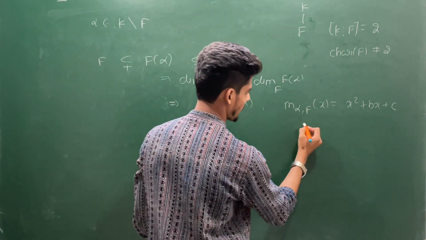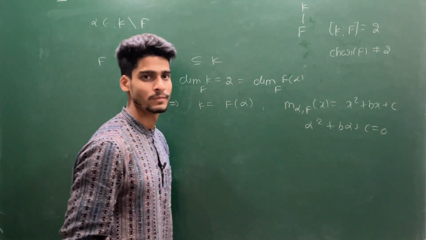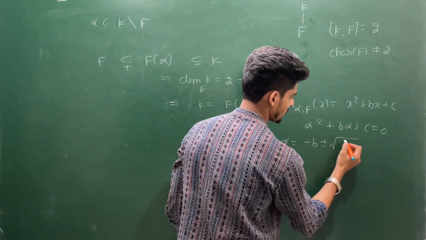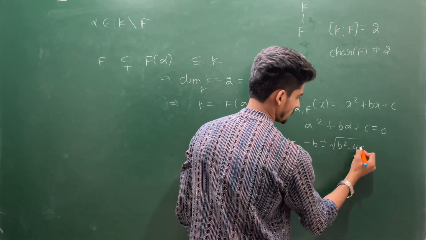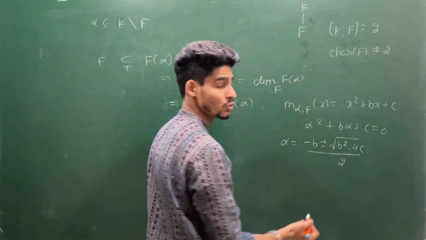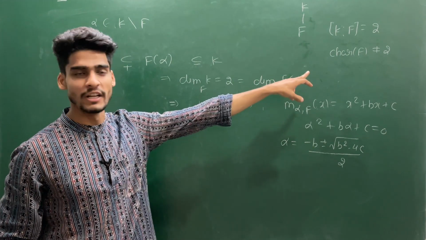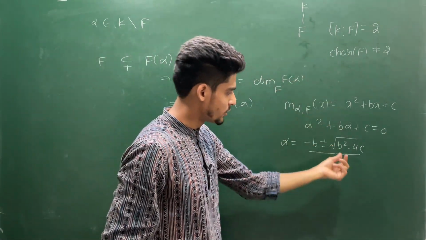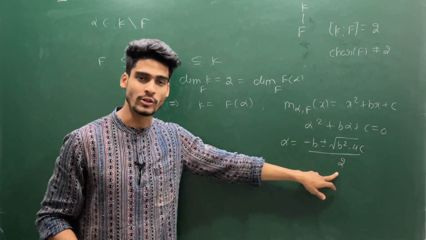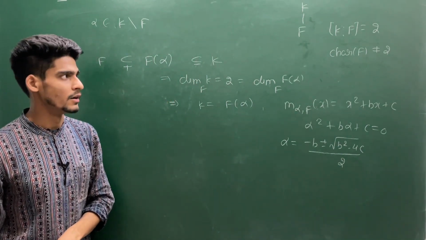So if alpha is a root, I can say this alpha square plus b alpha plus c must be 0. We can find this alpha will be minus b plus minus square root of b square minus 4ac, over 2a. This characteristic of F is related with this 2 because you are computing this alpha with the coefficient inside F. This 2 is a member of F, but as you divide with 2, if your characteristic is 2, then this is not well defined. You cannot divide with 2. So to divide this 2, that is why we need this characteristic of field is other than 2.